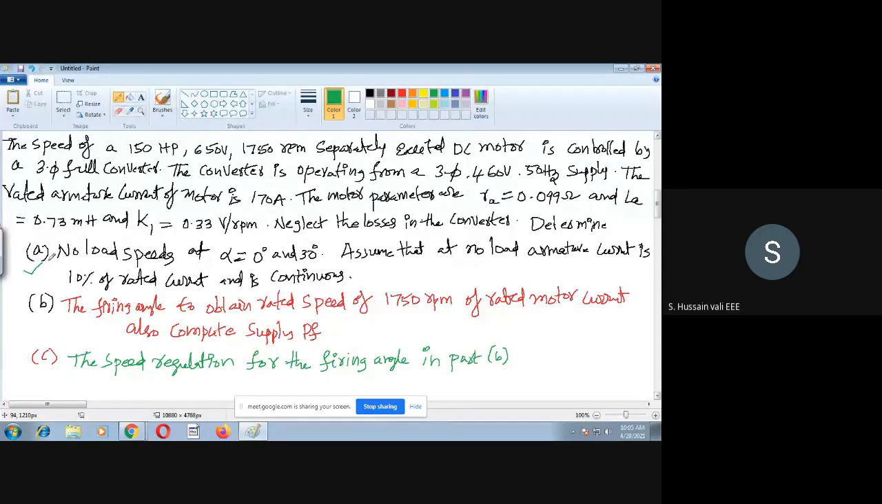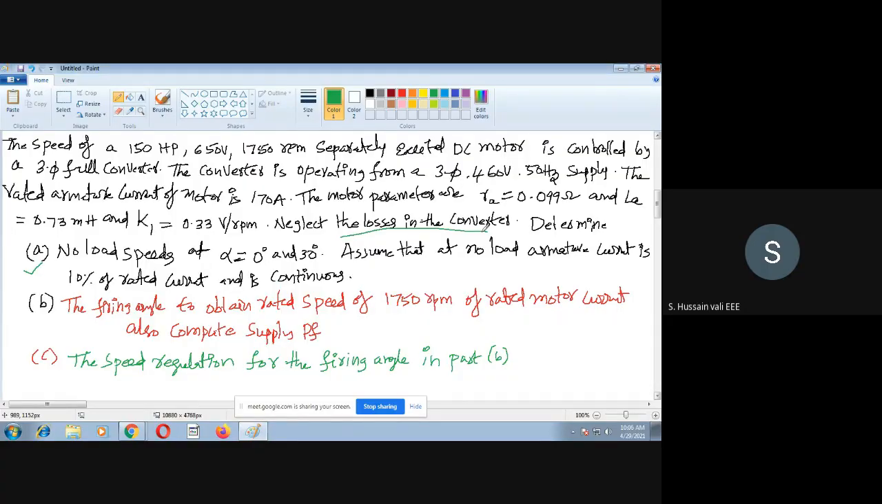First of all, what you need to understand here is that this is a separately excited DC motor. It is fed from a three-phase full converter, and the three-phase full converter is getting a three-phase supply. The remaining specifications of the motor he has given. He said one more important thing: neglect the losses in the converter. So there are no losses in the thyristors in the converter.